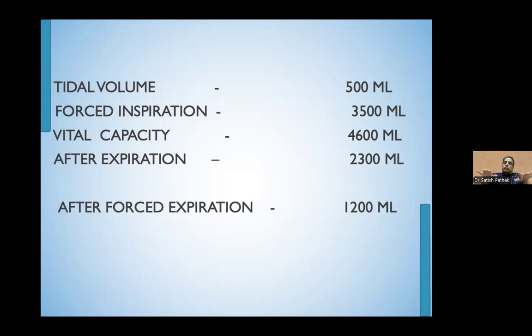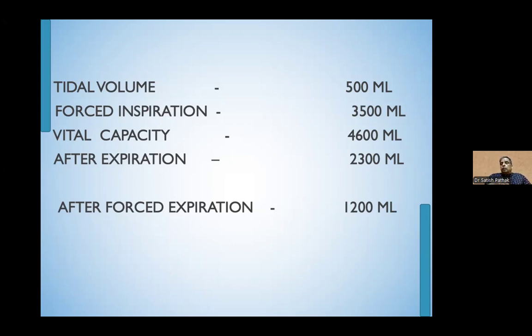Suppose now you are sitting normally, not running, not walking, you are breathing normally. When you breathe out, your lung contains at least 2300 ml air. Suppose you breathe out heavily, fully. Your teacher has given you the order to breathe out completely. Still 1200 ml air remains in the lung. That means our lungs never become empty. Air is always there inside, and with each respiration, there is an exchange of gases.